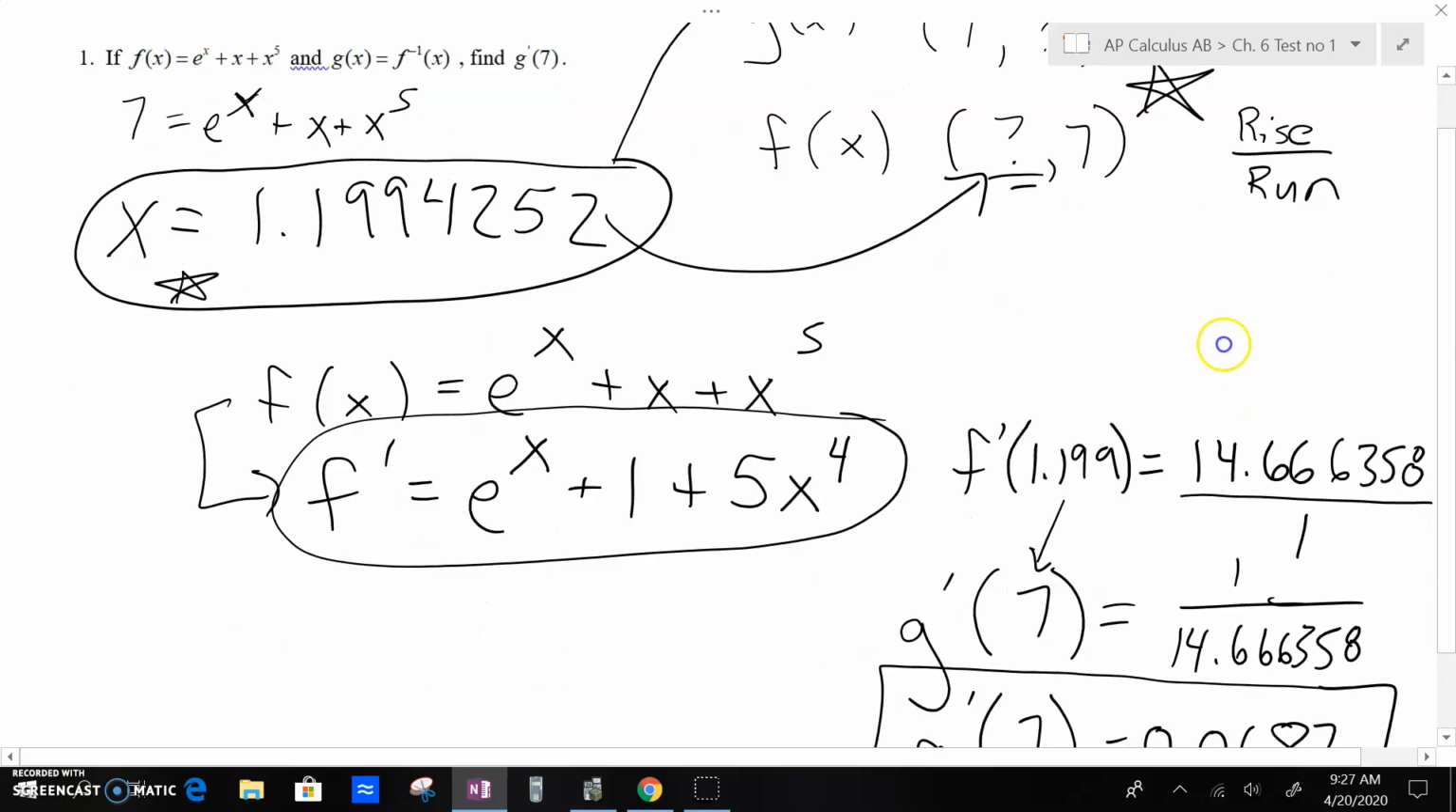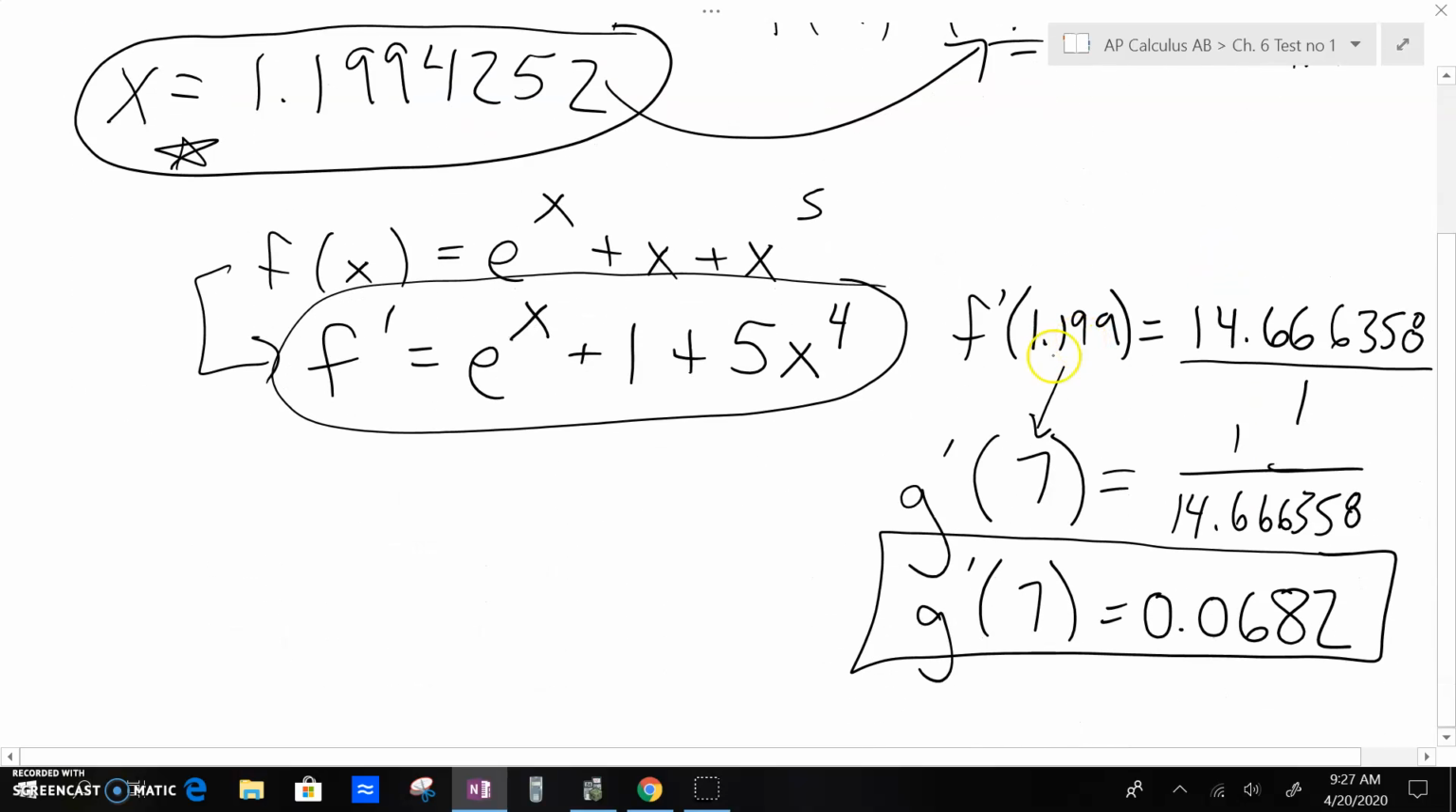Evaluate that derivative of f at the matching value, the 1.199. Understand that when I have rise over run on the function, I'm going to have to flip that because I'm interchanging x and y values. So it's going to be now not rise over run, but run over rise on the inverse function. And then that's being evaluated at the matching point, which is 7. So it's a lot of kind of abstract concept steps as well as a few different calculator steps, but hopefully that helps to work it through.